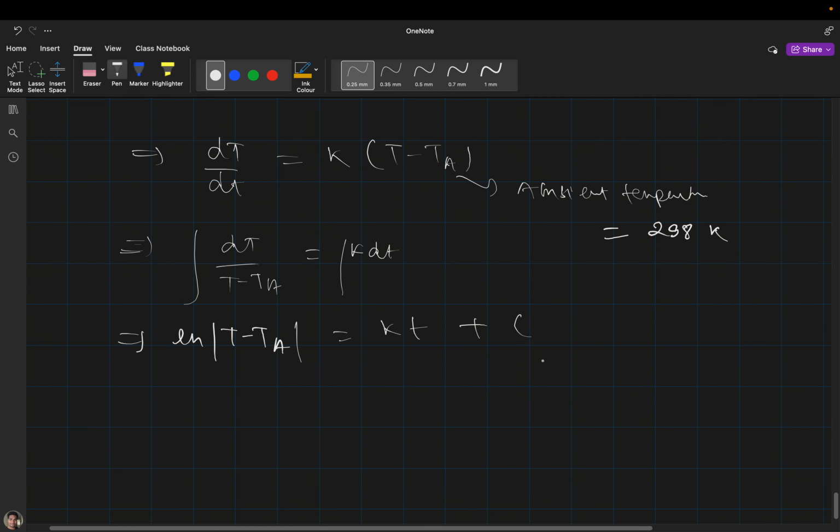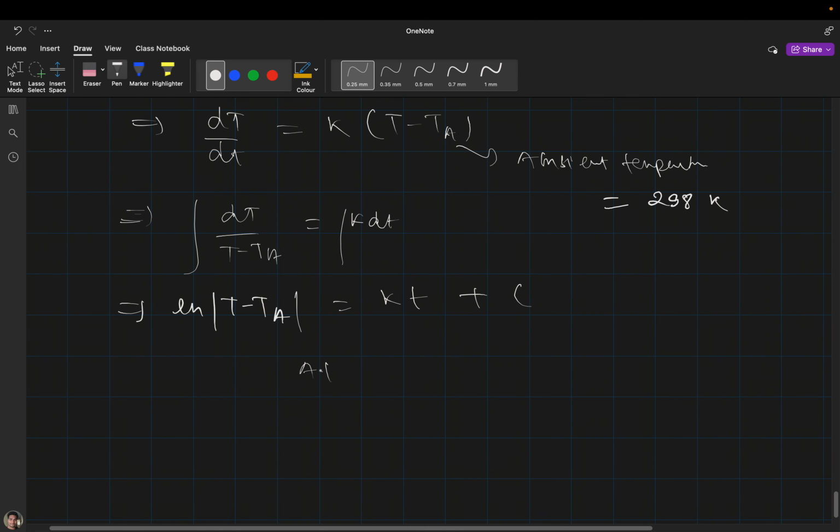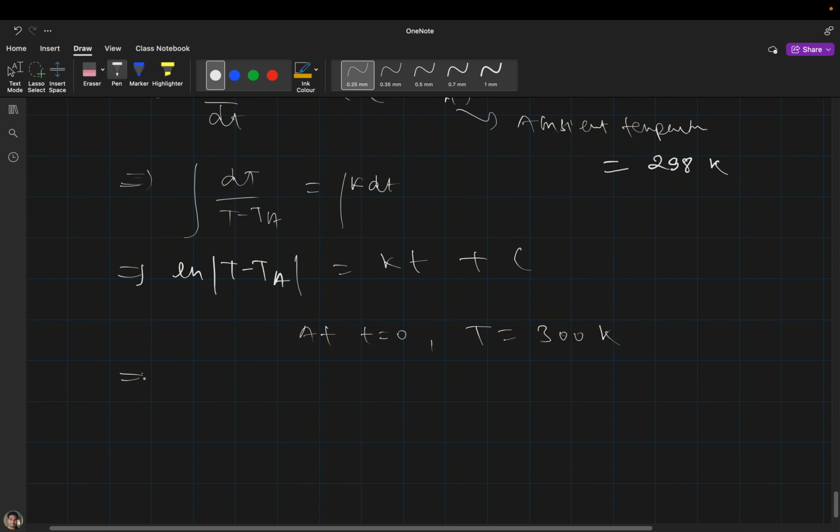Okay, now you have some initial boundary condition. Suppose at t equal to 0, you have initial temperature, earlier to 298, suppose you have 300 Kelvin. Now substitute here. You will get ln(300 minus 298) equal to, at t equal to 0, C. So you will get C equal to ln 2.